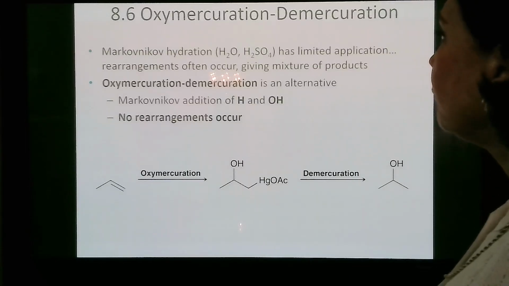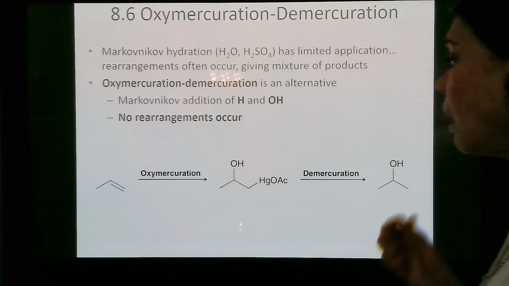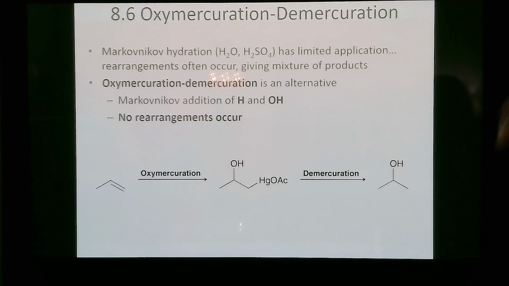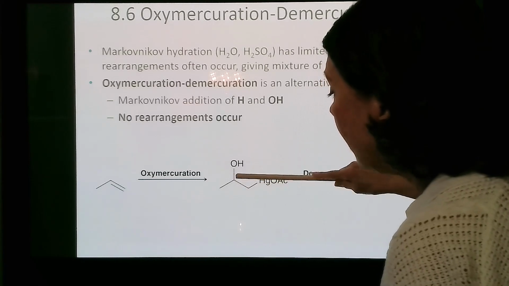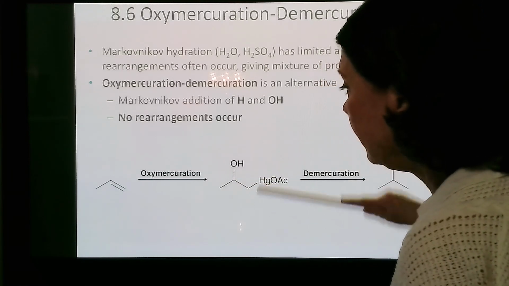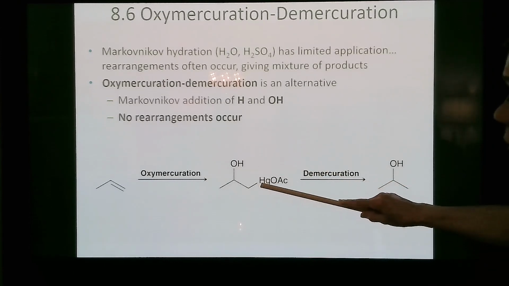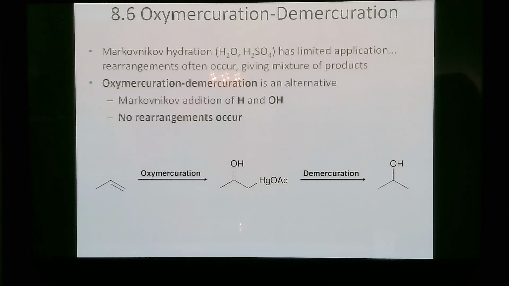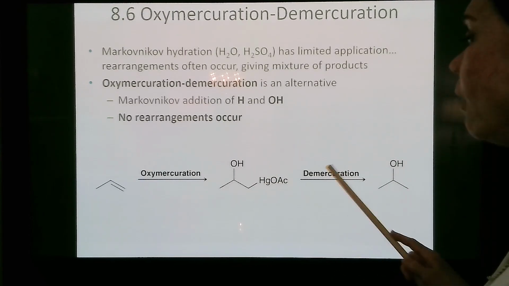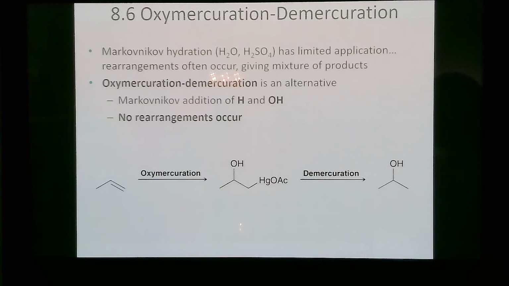So oxymercuration, demercuration. Oxymercuration is called oxymercuration because across the double bond you attach oxygen and mercury. And then the demercuration is where you remove the mercury functional group.